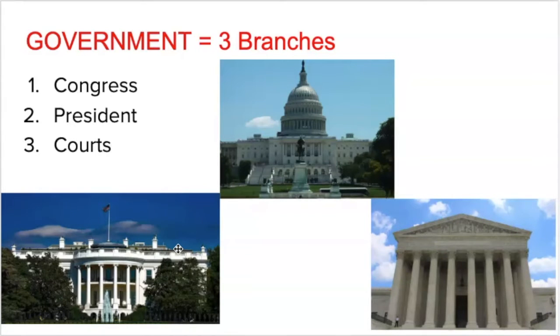These are the buildings that represent these three branches of government. Over here at the top, we have the Congress, which meets in the U.S. Capitol with an O. Down here on the left corner, we have the President's house, which is called the White House, and that's where the President lives. And over here in the right corner, we have the Supreme Court, which represents all of the courts.